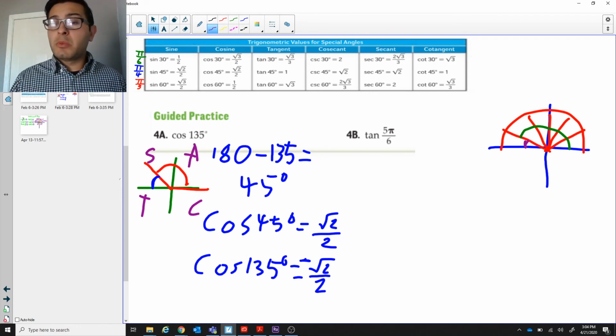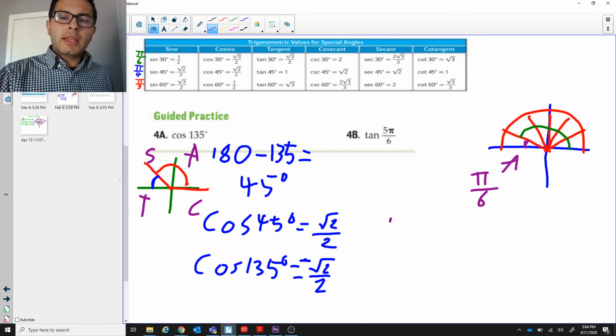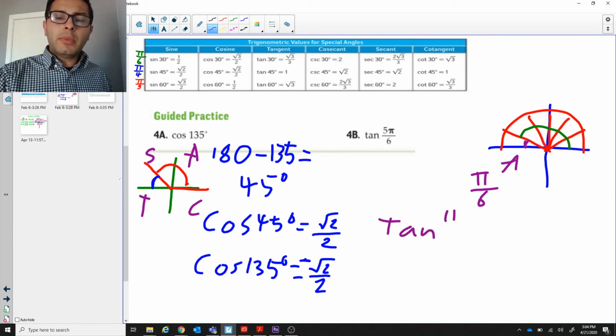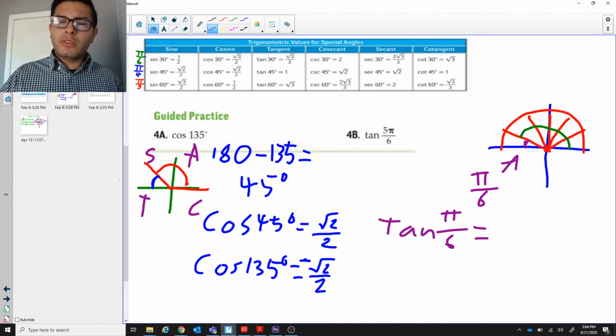So I know that is going to be my reference angle. I also know that the size of that slice is just going to be pi over 6. So what I want to find is what is my tangent first of pi over 6, and then I can worry about what my tangent of 5 pi over 6 is. If I look at my table, I'm using the top line of pi over 6, and I'm going to go to my tangent, which is square root of 3 over 3. So I know that tangent of pi over 6 is going to equal square root of 3 over 3.